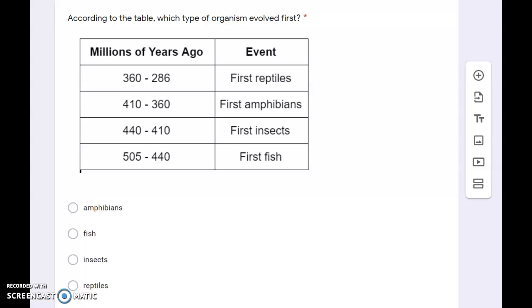According to the table, which type of organism evolved first? The first column is millions of years ago. The second column is the event. Amphibians, fish, insects, or reptiles? Which type of organism evolved first according to the table?